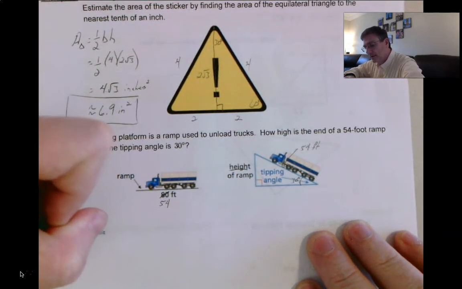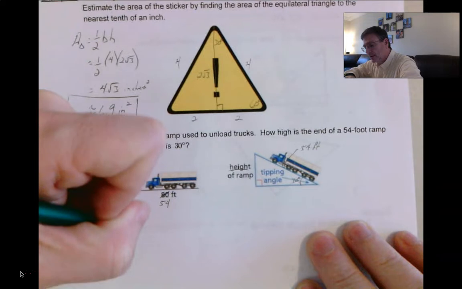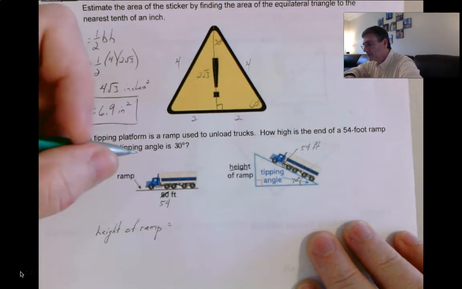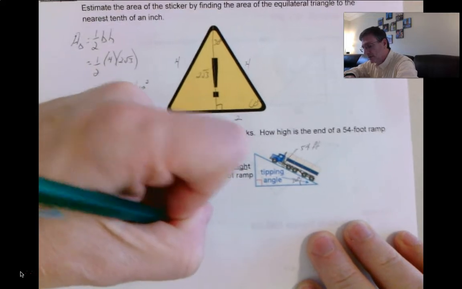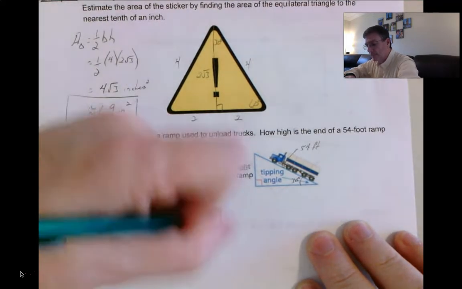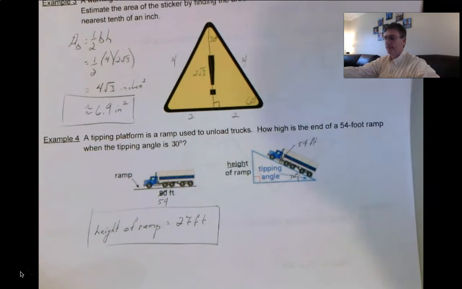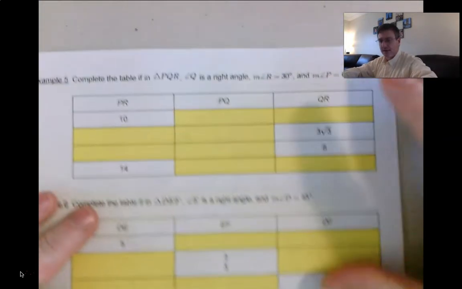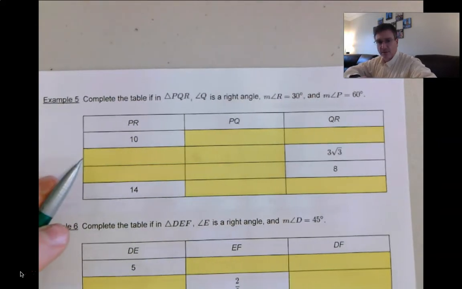So the height of the ramp is equal to 27 feet. And that's example 4. Example 5 is filling in this chart with the given information for each of these new triangles.